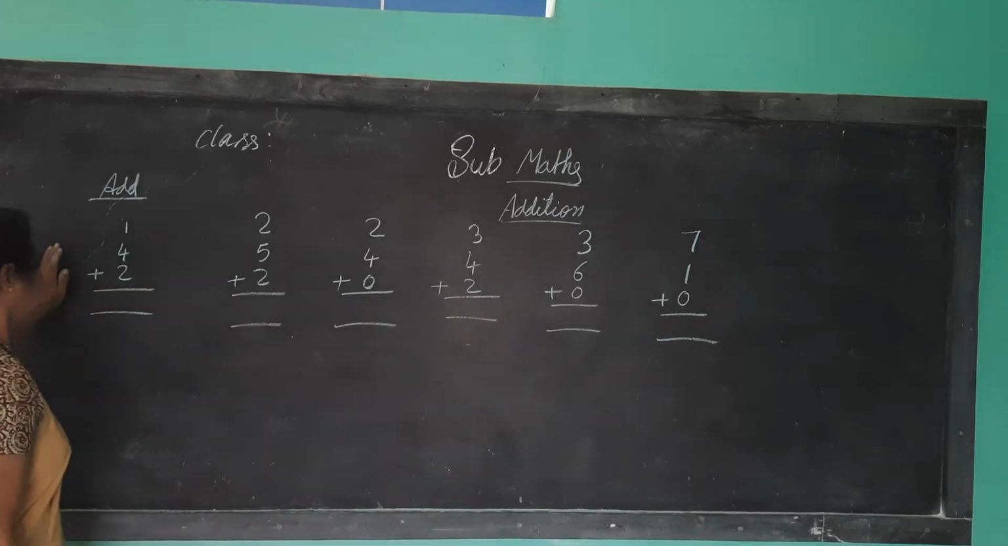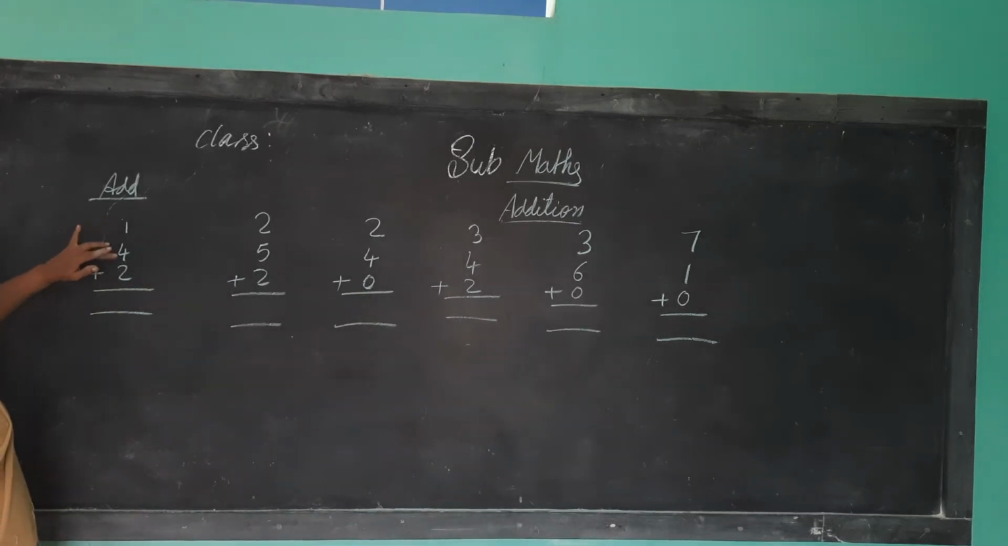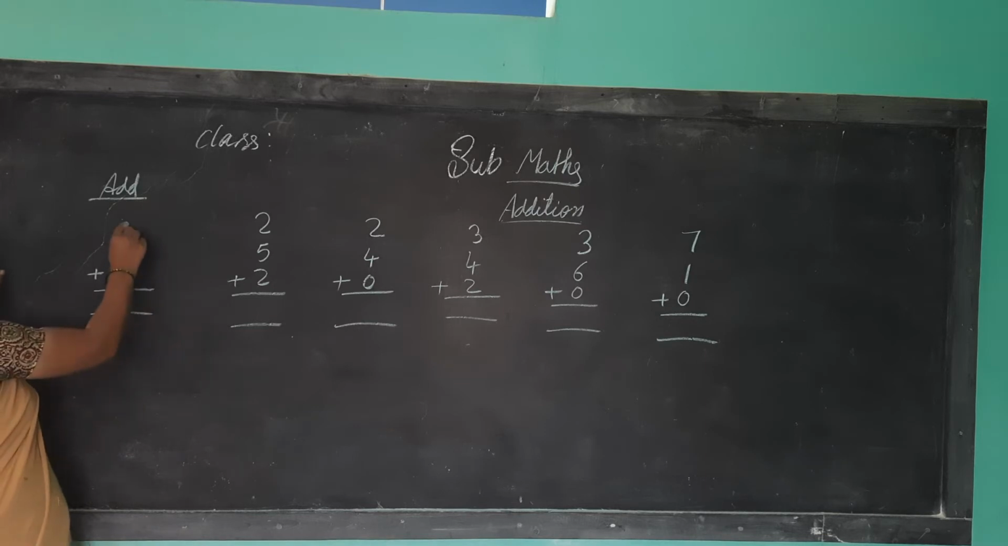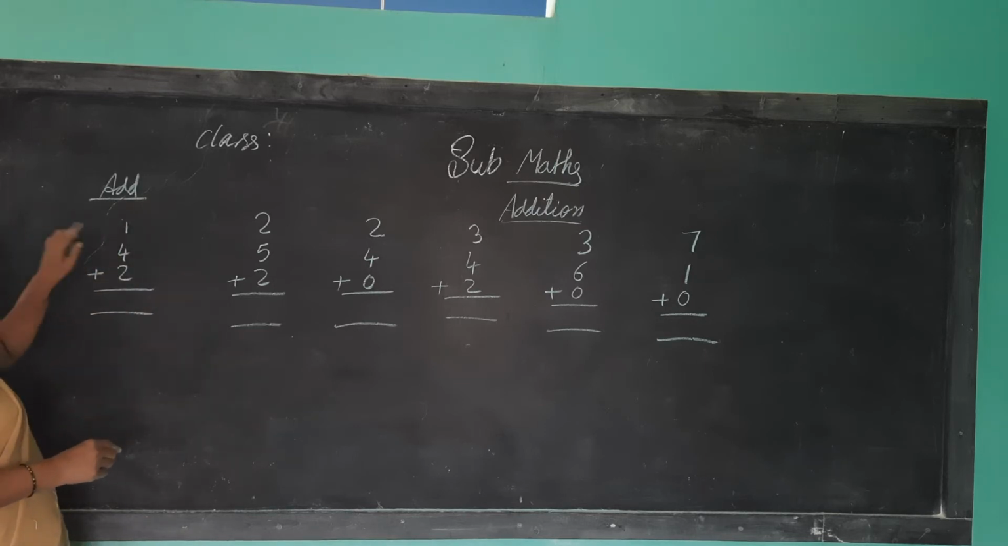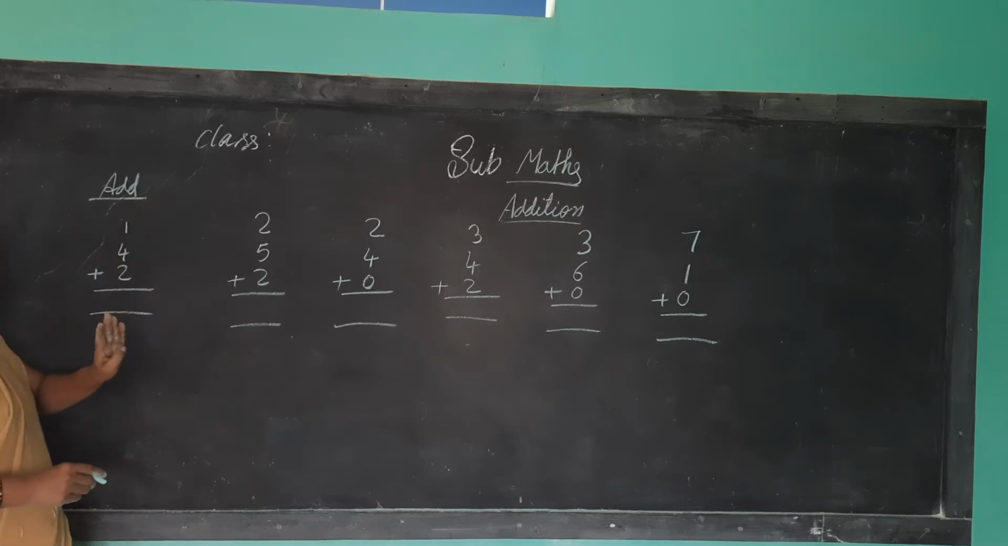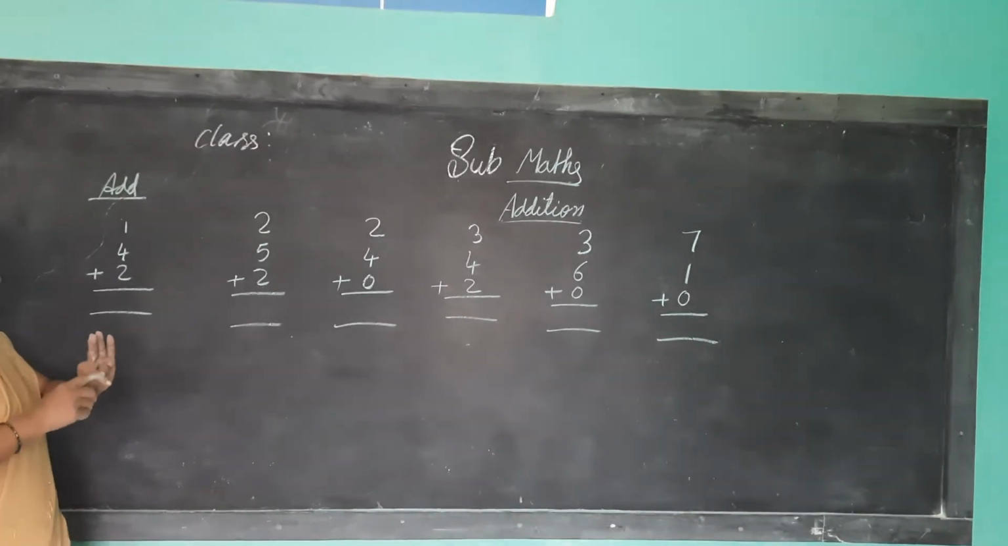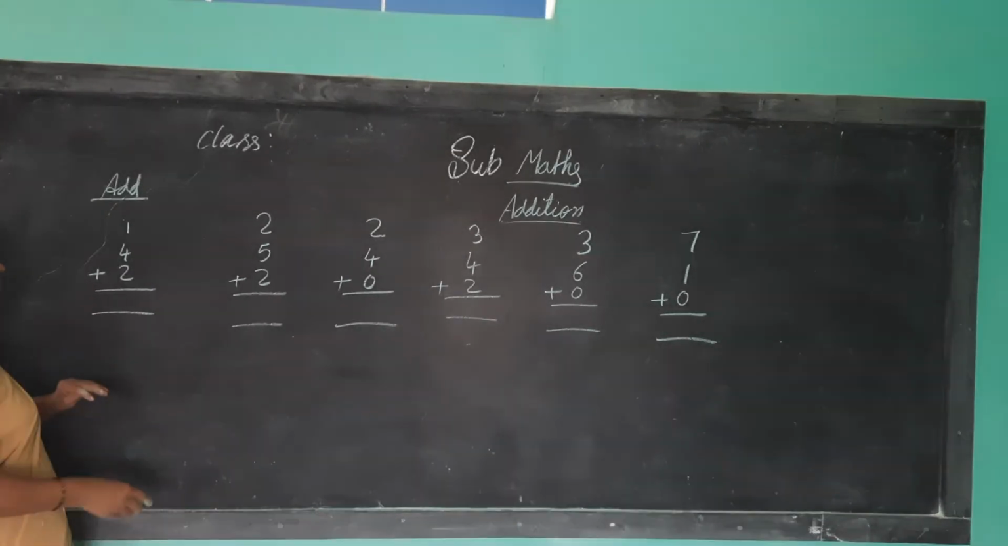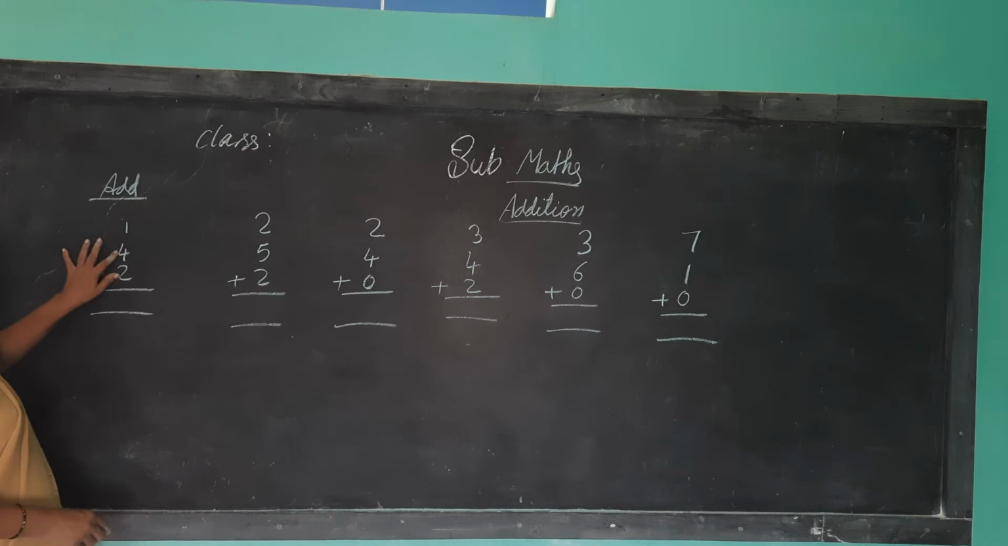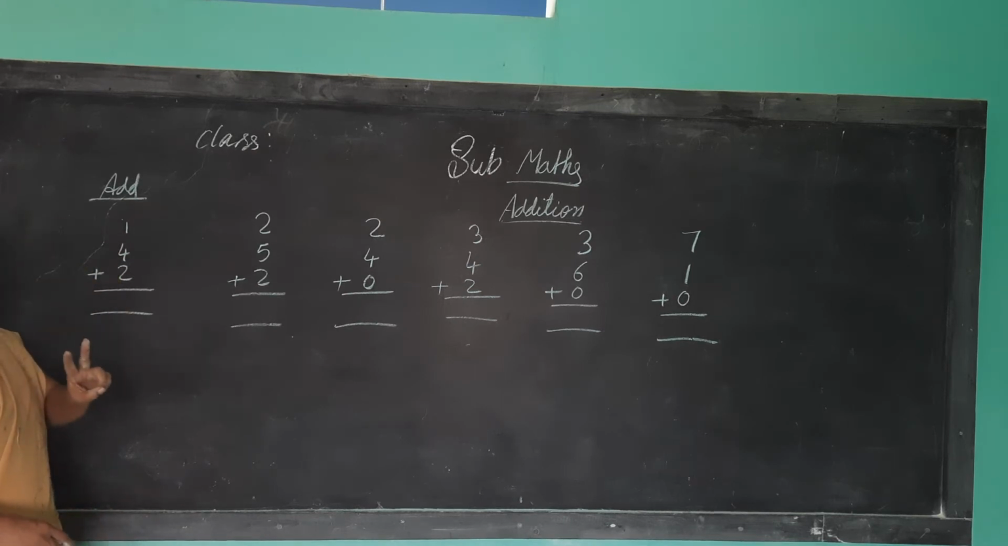Okay children, now first you add both 1 and 4. Then what you get, that one you add to this one. Okay, now first this 2. 1 in the mind, 4 on the finger. After 1: 2, 3, 4, 5. So 1 plus 4, how much you got? 5. 5 in the mind, 2 on the finger. After 5: 6, 7.